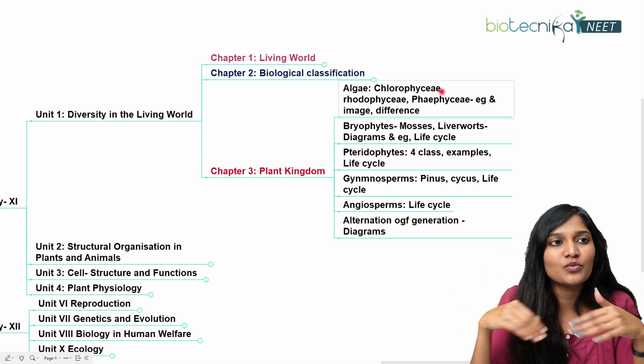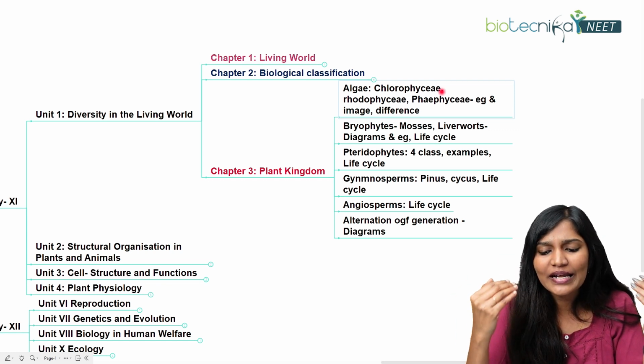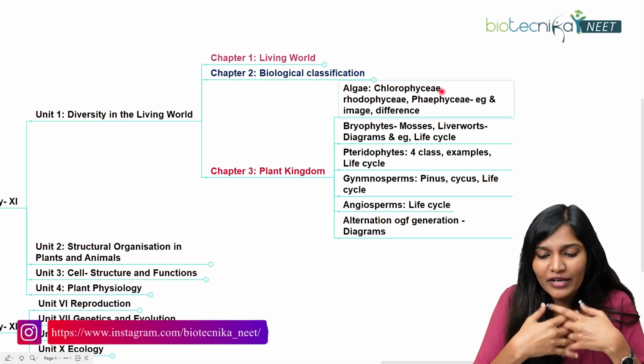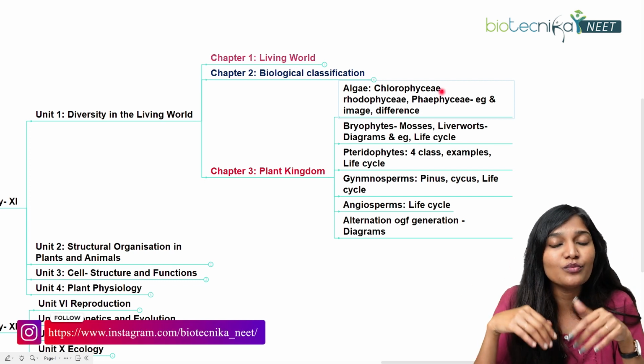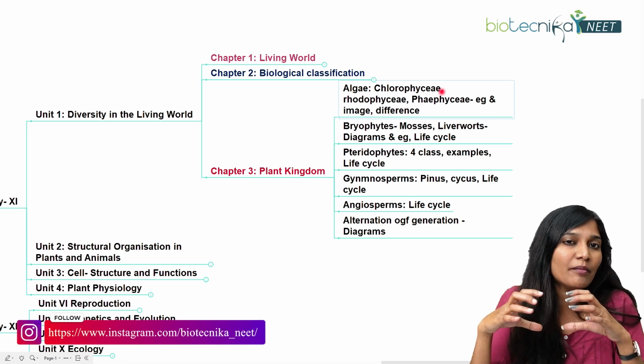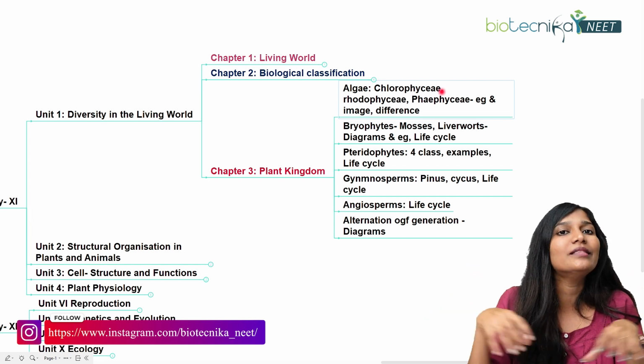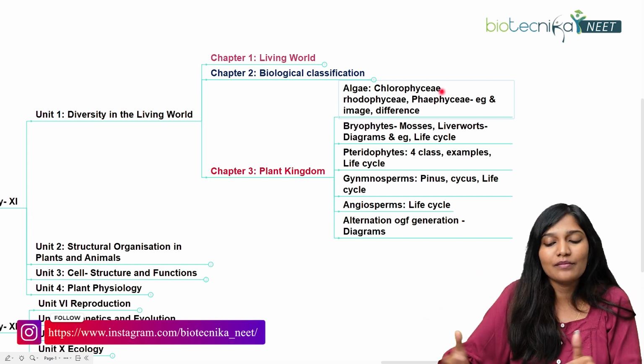There's one page which has all the images of red algae, green algae and brown algae together, and there's a tabulation which talks about all the things at the bottom. So study the complete thing which is there, because that will become an MCQ question.